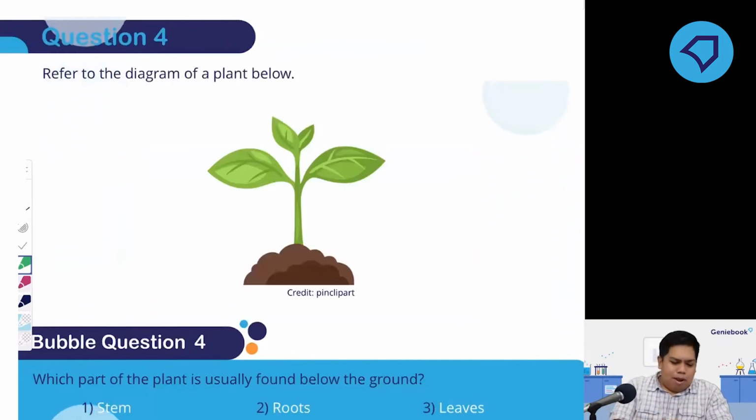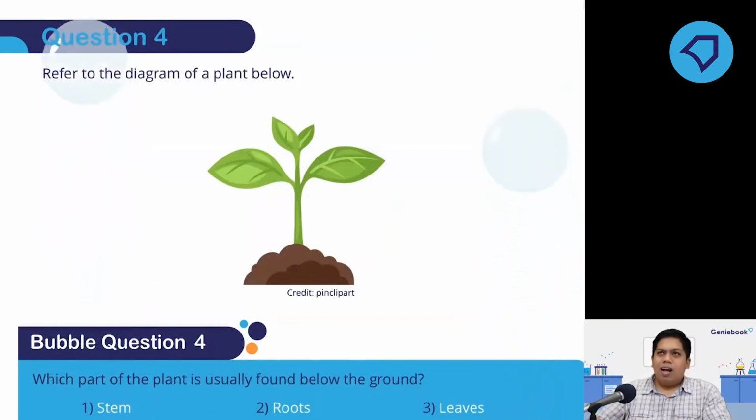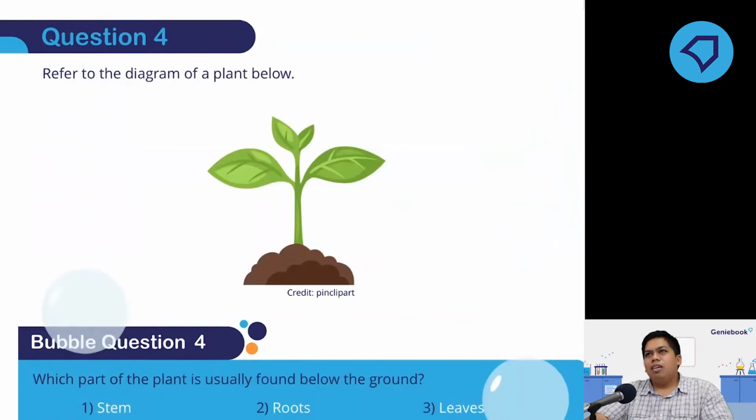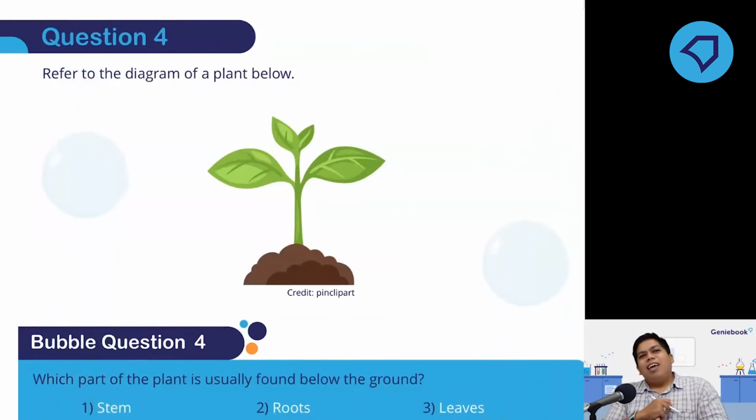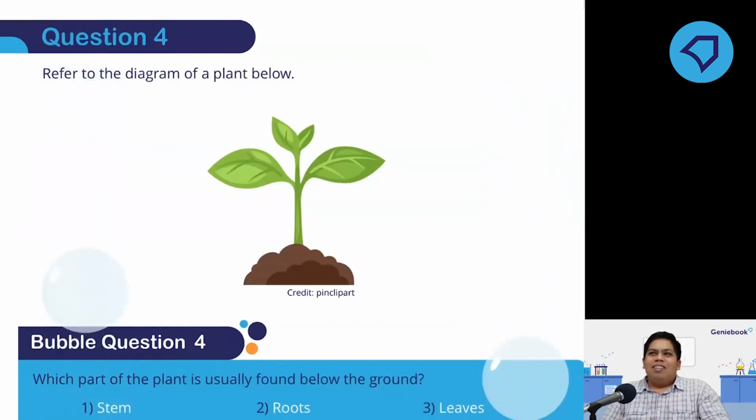Refer to the diagram of a plant below. So which part of the plant is usually found below the ground? I will start the timer in 3, 2, 1, start. This is very easy, in fact, and there's only 3 options. I shouldn't see anyone selecting option 4. Do not waste your bubbles. You see, just as I said, now 2 students select option 4. There's no option 4 at all. There's only option 1, 2, or 3. And I expect at least 90% of you getting this correct.